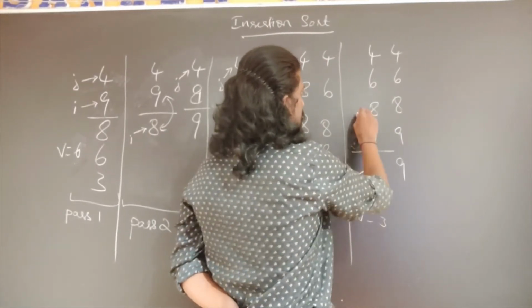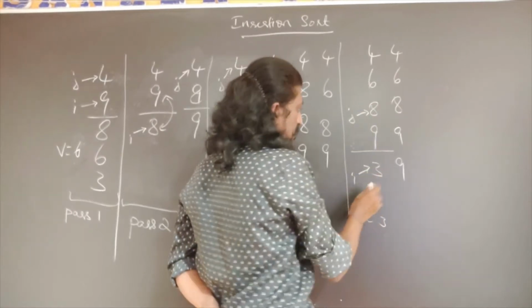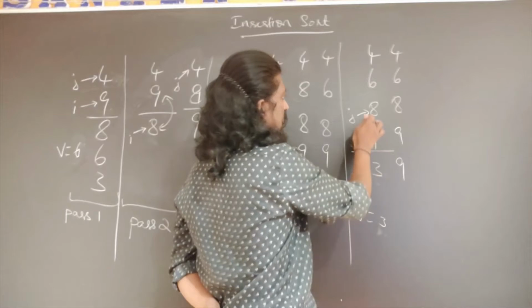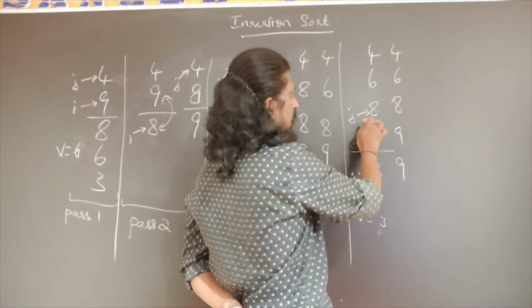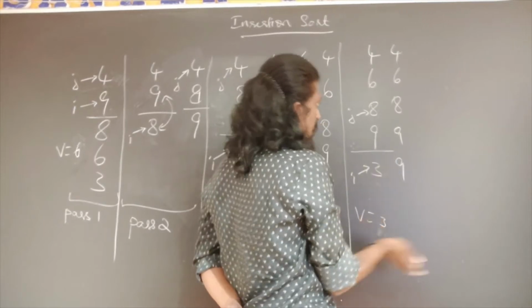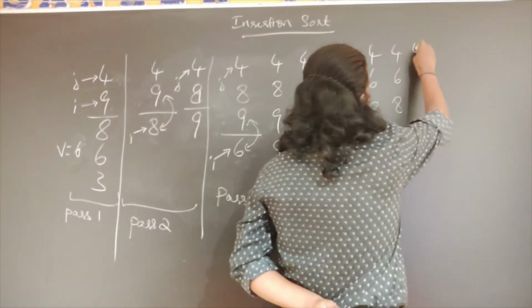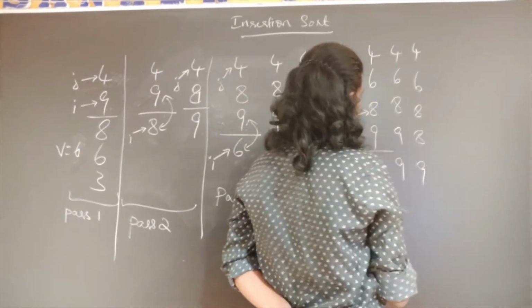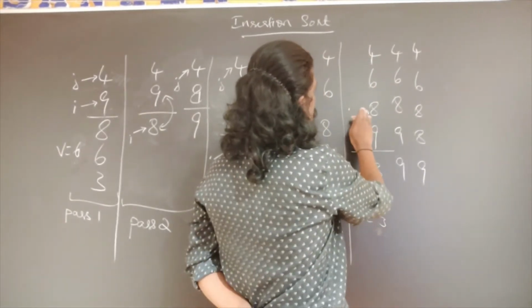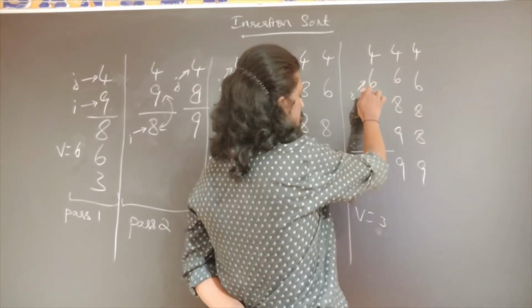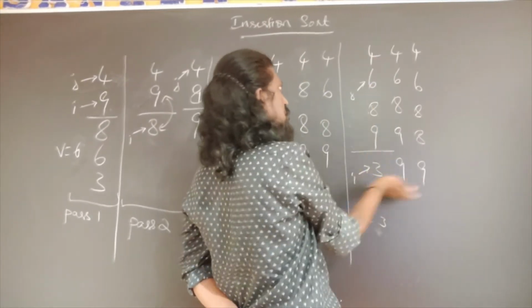j will be decremented, j will be pointing to 8. We compare b, which is 3, with j. When we compare 3 and 8, we find that 8 is greater than 3, so therefore 3 has to come somewhere above. We will bring it down: 4, 6, 8, 8, 9. Then j is decremented, and 3 is compared with 6. Once again 3 is smaller than 6, it has to go above.